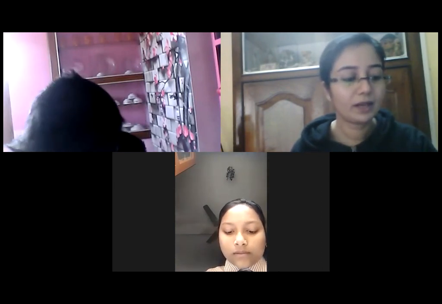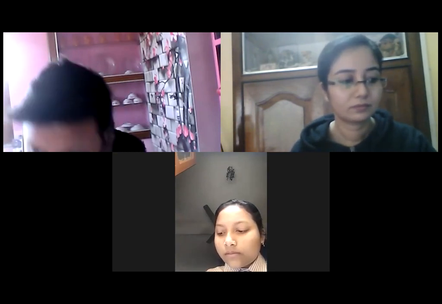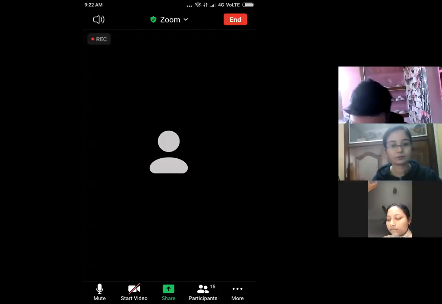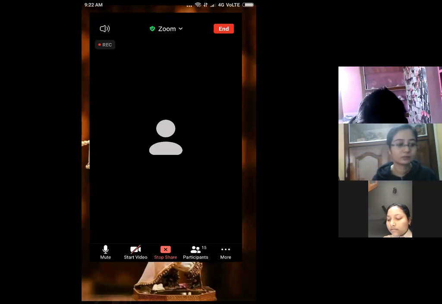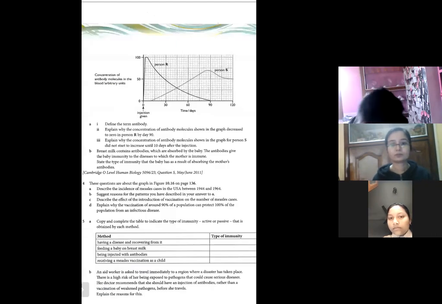Now repeat the answer. The concentration of the antibody molecule shown in the graph for person S did not start to increase until 10 days after the injection, because once a new pathogen entered the body of that person, it takes some time to detect the pathogen, activate lymphocyte cells, and produce antibody molecules for that particular type of antigen. For person S that time period is 10 days.